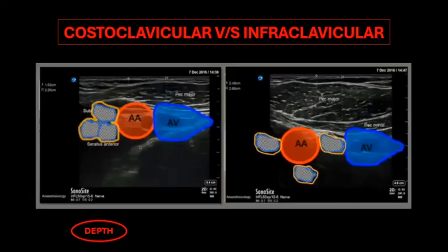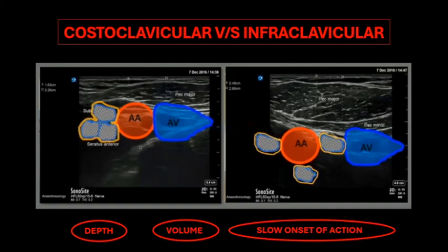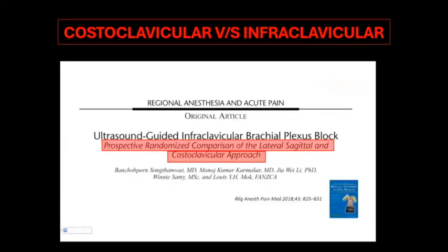So if you are doing infraclavicular, it will be at much greater depth because we have to cross two major muscles, pec major and pec minor. Depth will be more than the costoclavicular. The volume required to block the three cords will be more than the costoclavicular approach, and the onset of action will be slow as there is a lot of connective tissue. The drug takes a long time to disperse. So the costoclavicular approach is much better than the infraclavicular approach.